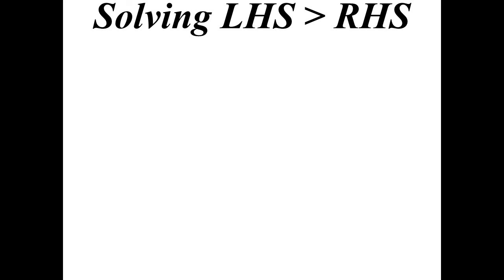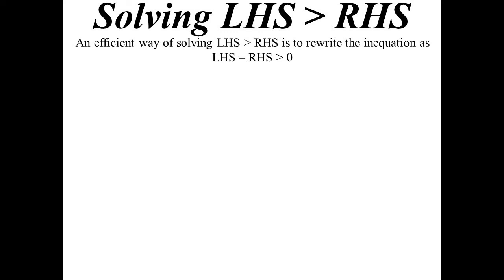So the first idea I want to look at here is solving these sorts of questions where you want to show that the left-hand side is greater than the right-hand side. A tactic we often use is, rather than trying to do that, it's a lot easier to move everything to one side. In this case, I've moved it to the left. So we end up with left-hand side minus right-hand side is greater than 0, because clearly if I can show that, then I can move the right-hand side over and I've proven left-hand side is greater than the right-hand side.